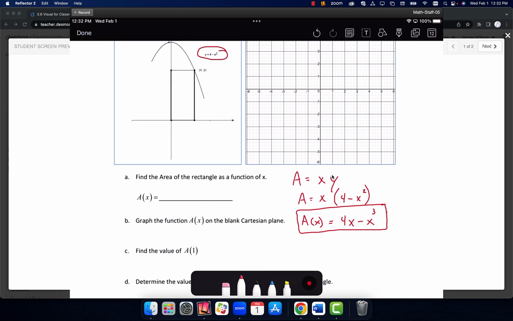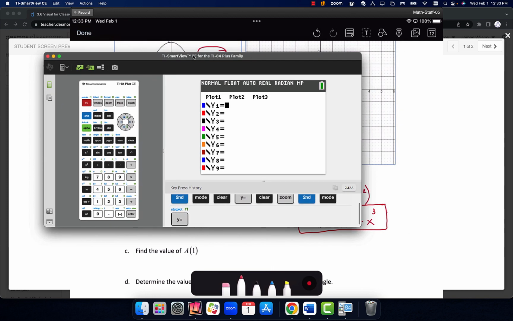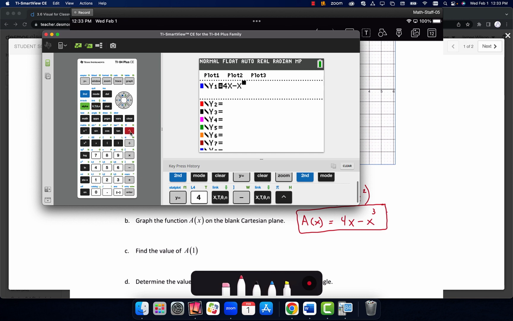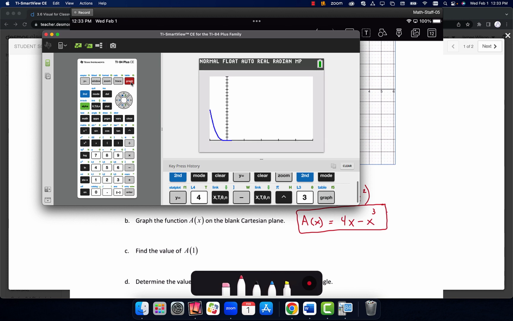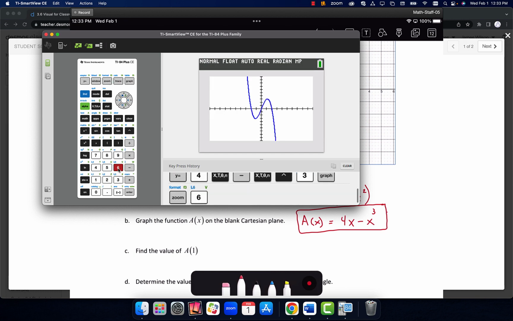Next, we'll graph this on the Cartesian plane. So to do this, we're going to use our calculators. So in the calculator, we'll go to y equals and type in our area function, which we found to be 4x minus x cubed. We'll use the caret key that's above the divide to get the 3 exponent and hit graph. And notice my zoom is a little wonky. To fix that, we'll just go to zoom 6, go back to that standard zoom. And here is the area as a function of x.